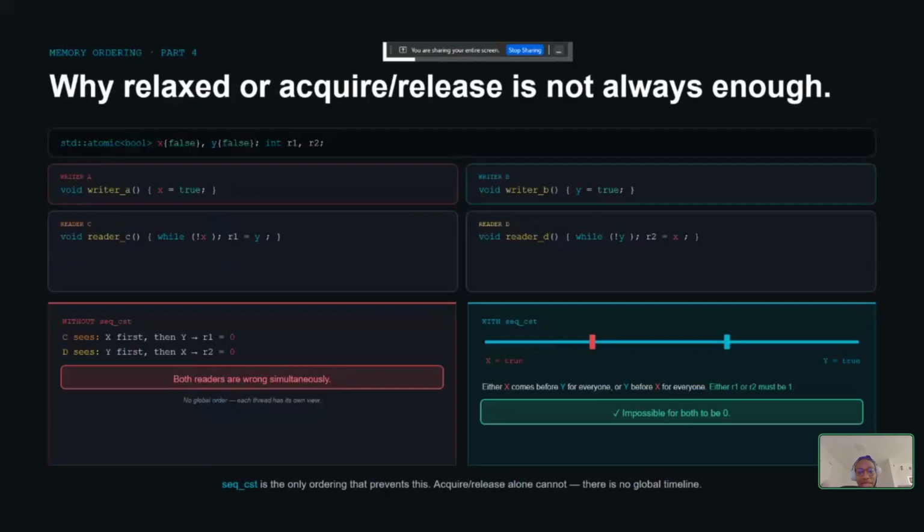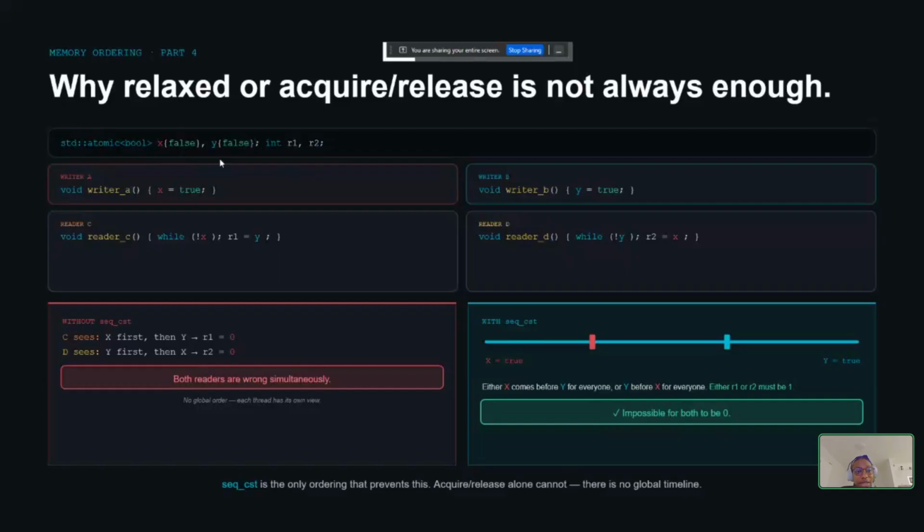So one thing: why do we even need sequential consistency? It doesn't just keep the orders intact, it also does this thing called global ordering. I'm using this code as an example. Let's say you have this atomic x, y, and normal ints r1 and r2 that are not atomic, and this is false and this is false.